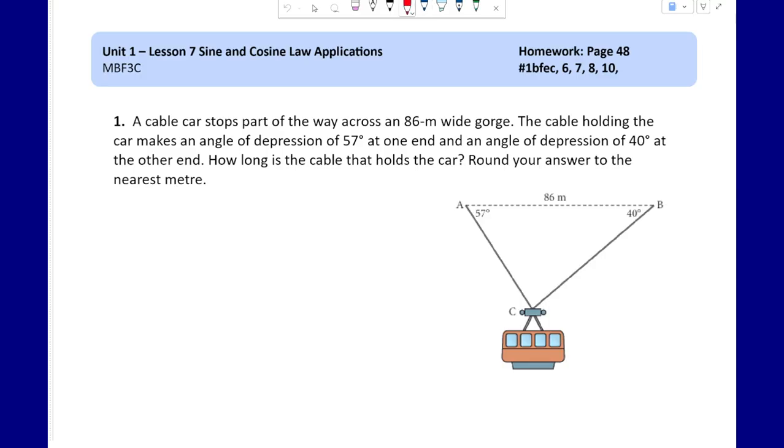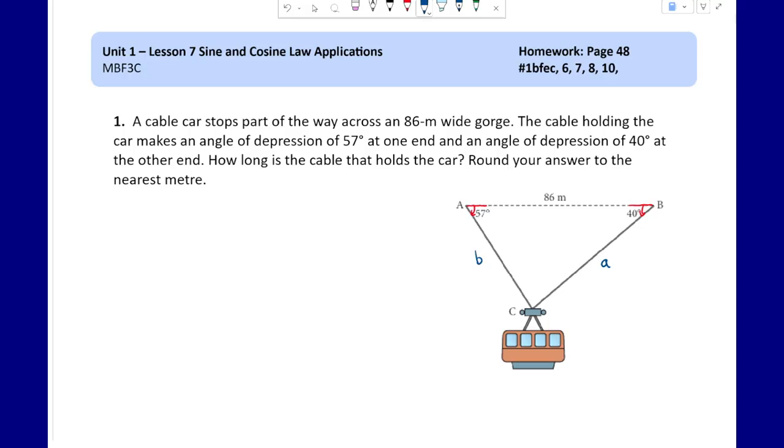So we already have this triangle drawn for us, but just to remember, angle of depression is from a horizontal line down. So we have our two angles of depression here. We know it's 86 meters across from one point of the gorge to the other, and we want to figure out the length of the cable holding the car. So we're looking for this side, side B, and this side, side A, and we're going to add those two sides up to figure out the entire length.